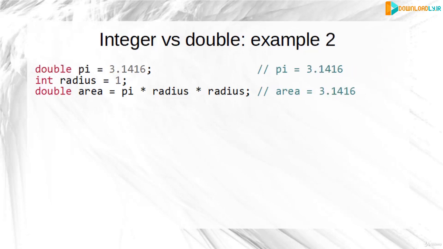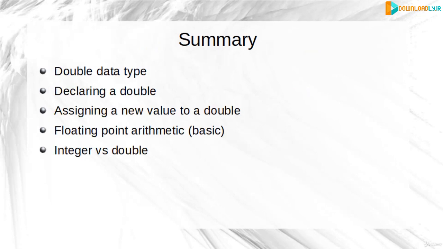Here is another example. This time we now have the variable named pi as a variable of type double. Our radius is 1, so the resulting value for the area would also be equal to pi. If you have a radius that has a fractional component, then you would need to change its type to double as well. To recap, we covered the double data type.